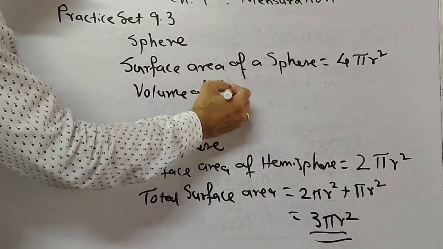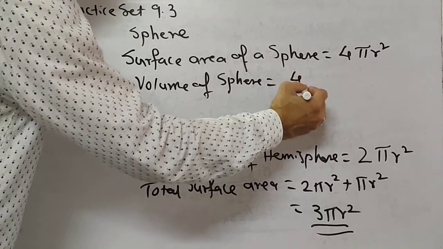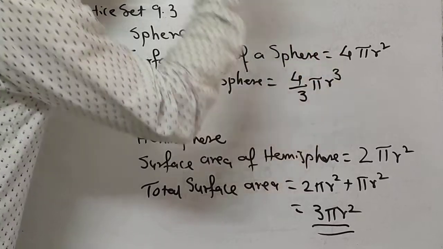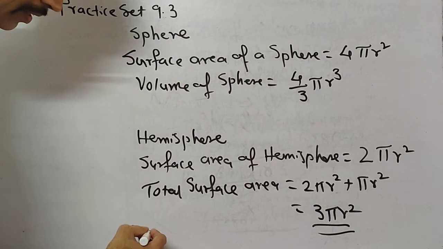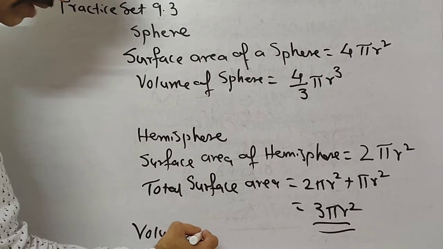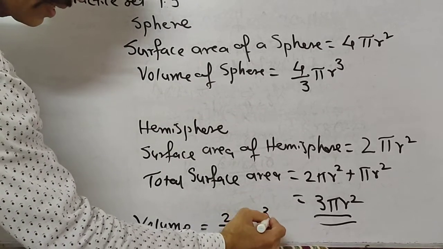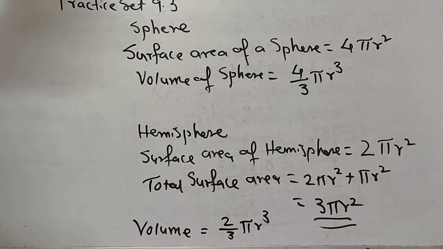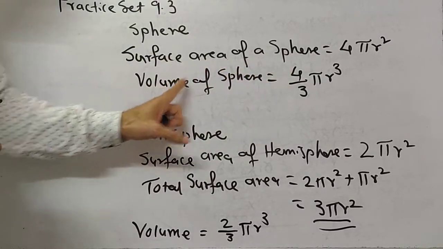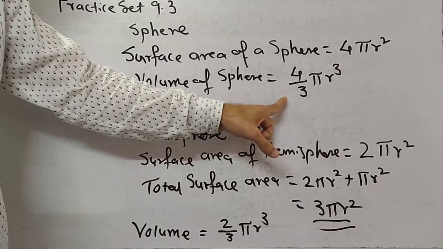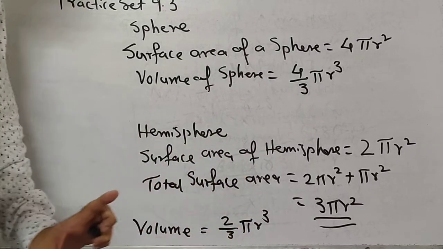And volume of a sphere is 4 upon 3 pi r cube. Volume of sphere. And volume of hemisphere is 2 upon 3 pi r cube. So keep in mind, volume of sphere is 4 upon 3 pi r cube, and volume of hemisphere is 2 upon 3 pi r cube.